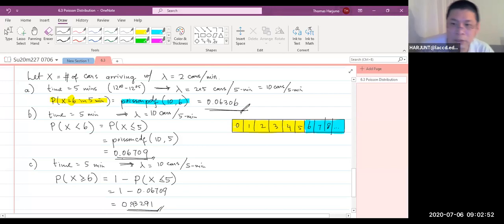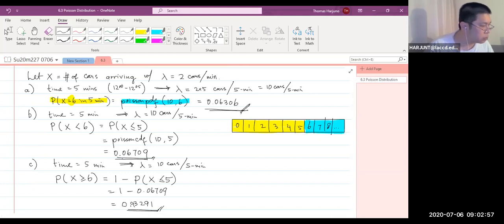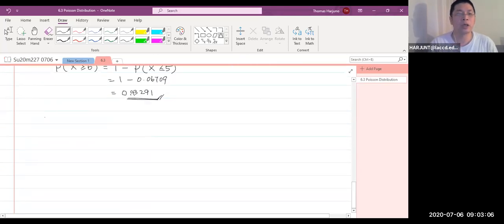Poisson distribution is as simple as that. Before I ask you to do some problems, let me summarize this part. Let X be Poisson distributed with average, the mean, equal to lambda. Our textbook uses mu. Then the mean, expected value of X, is equal to lambda.